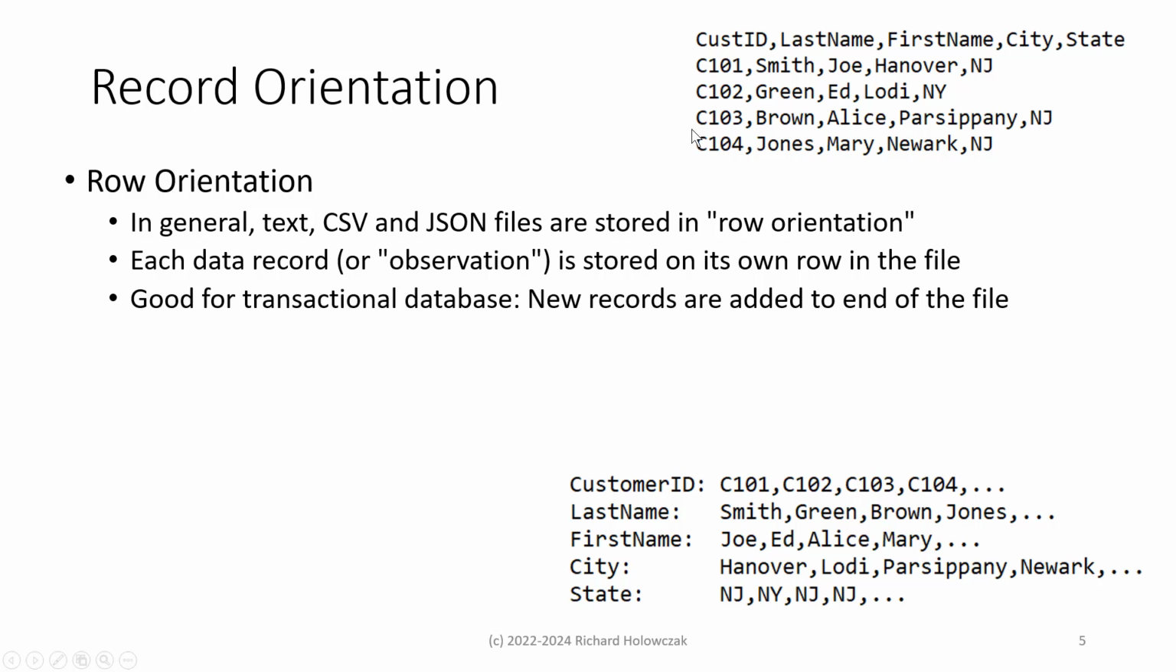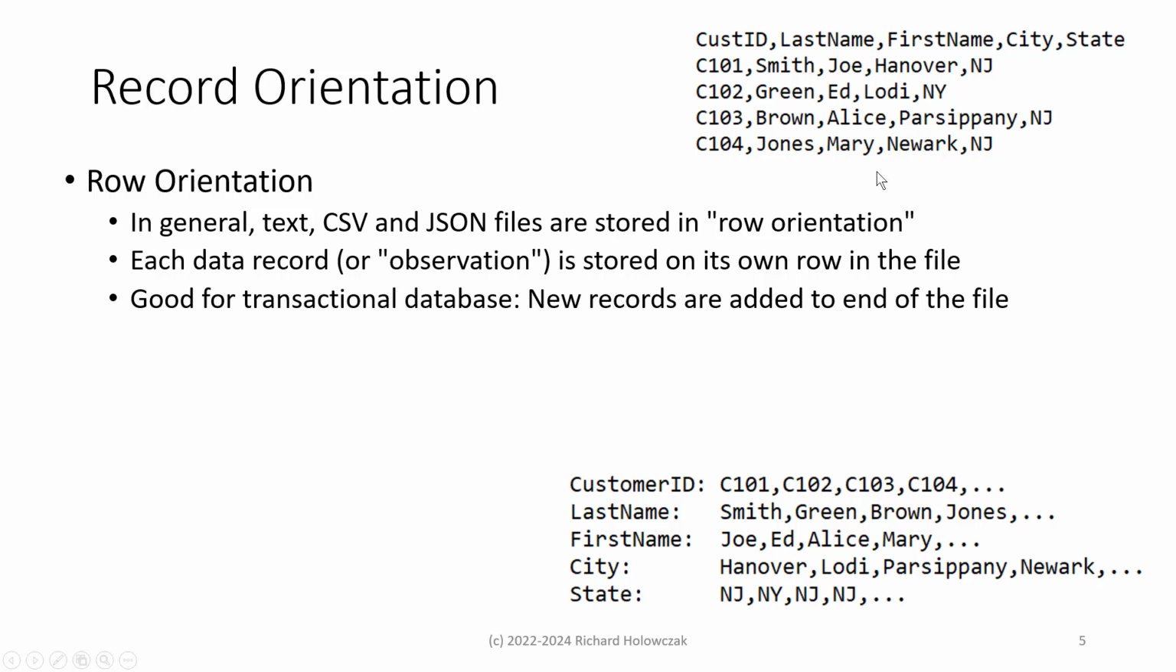Sometimes we'll call this an observation, or a record, or a row, and this is generally good for transaction processing, because when we add a new customer, for example, we can simply zip down to the end of our file and we can add a new record without any problem whatsoever.